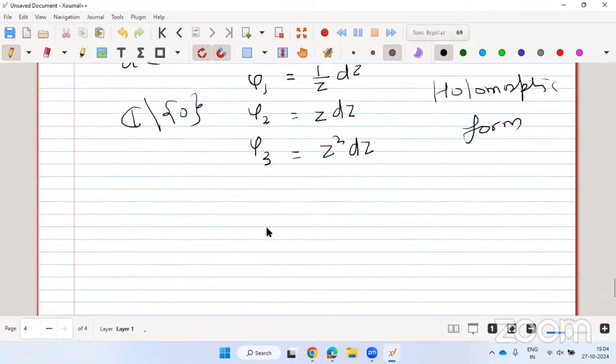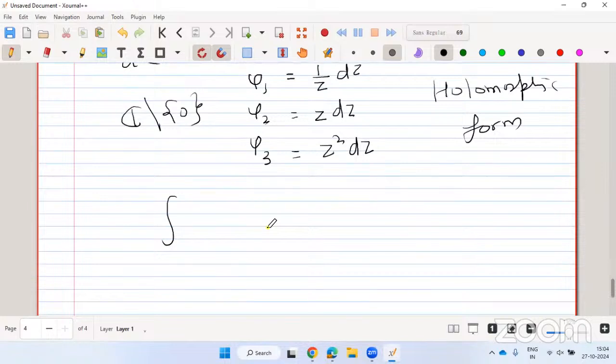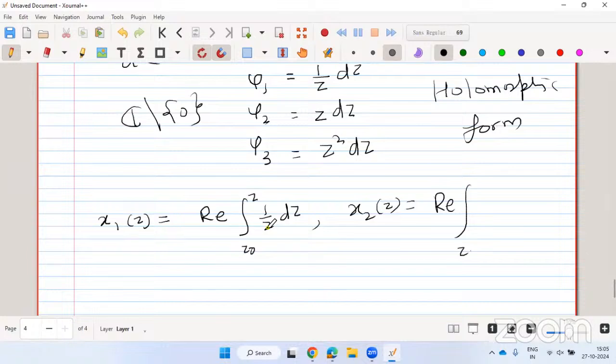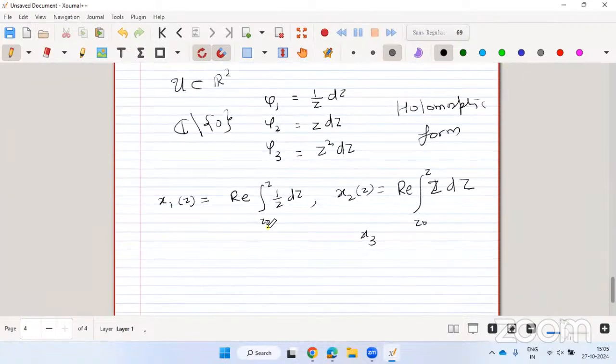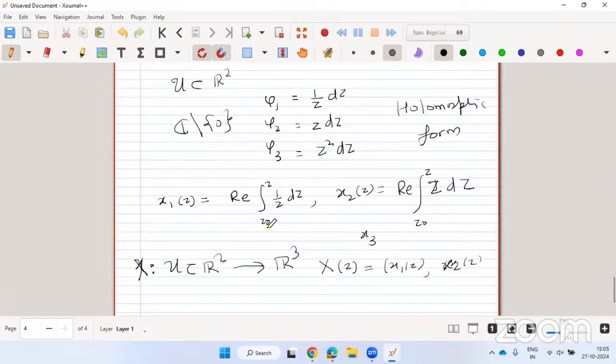People say in complex analysis, these are holomorphic one forms. And now with these holomorphic one forms, I can ask, what is the integration? If I define x1(z) equal to the real part of the integral from z0 to z of 1 by z dz, and similarly x2(z) and x3(z) for phi 2 and phi 3. With this x1, x2, x3, I can ask whether capital X is a map, U subset R2 to R3, given by X(z) equal to (x1(z), x2(z), x3(z)). I can ask whether this is a minimal surface.